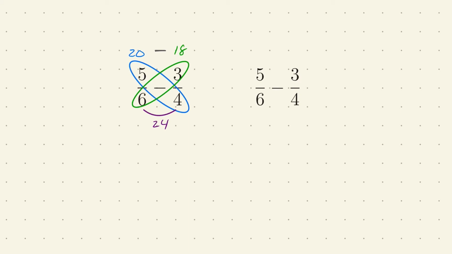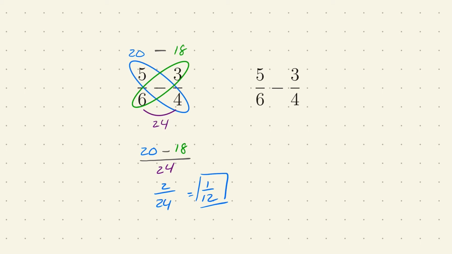Now when I write this out, I get 20 minus 18 divided by 24, or 20 minus 18 gives me 2 over 24, and this reduces down to 1/12. Now let's use our reducing before adding or subtracting first.